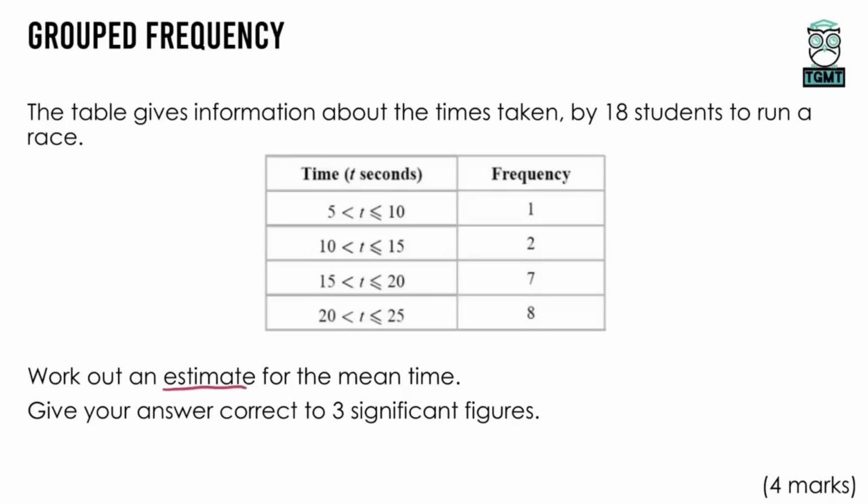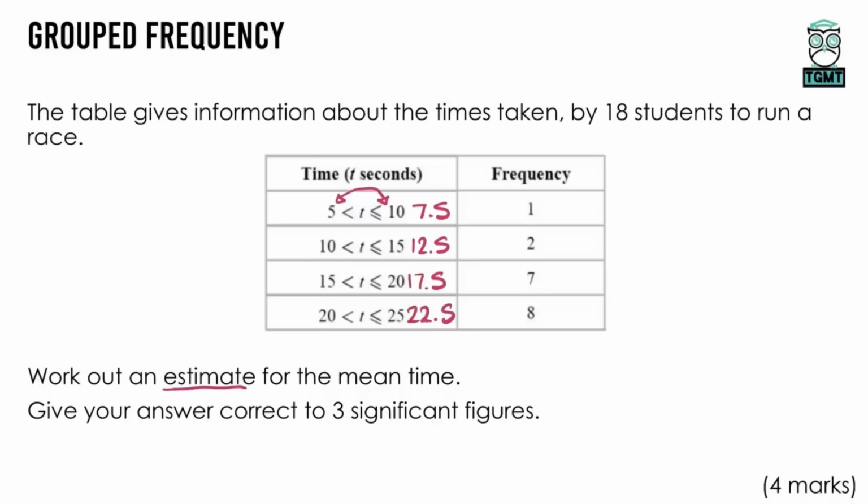And the way that we're going to estimate that is to find the midpoints of the groups. So here we're looking at the midpoint between 5 and 10. Now, if you don't know what the midpoint is, you can add those numbers together and divide them by 2. So adding them together is 15, and that gives us 7.5 when we divide it by 2. The next one will be 12.5, then 17.5, and then it's 22.5.